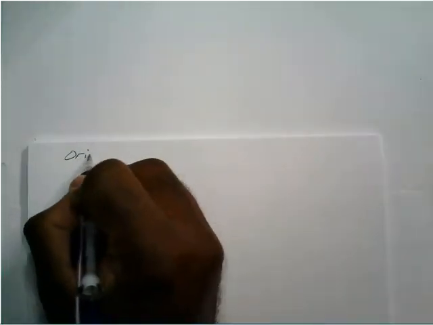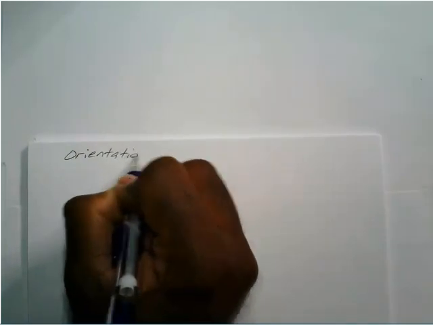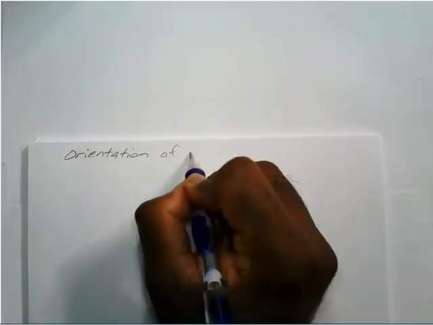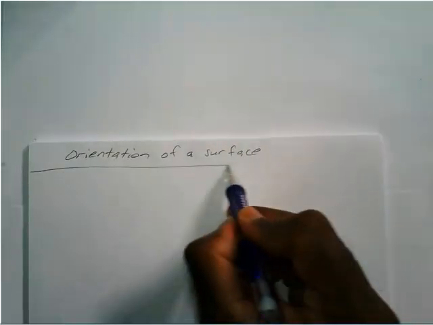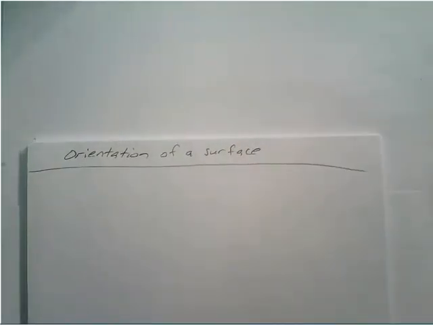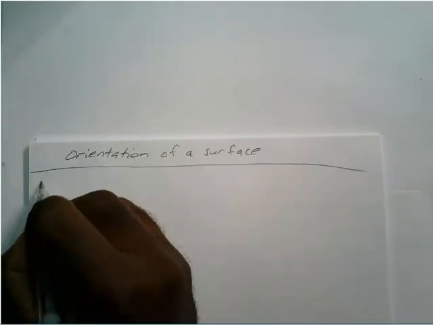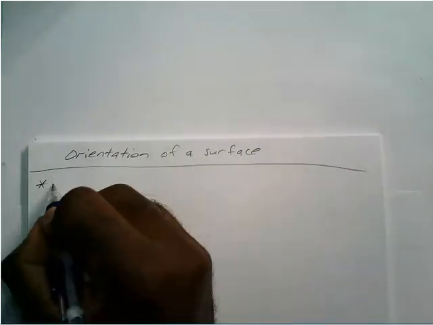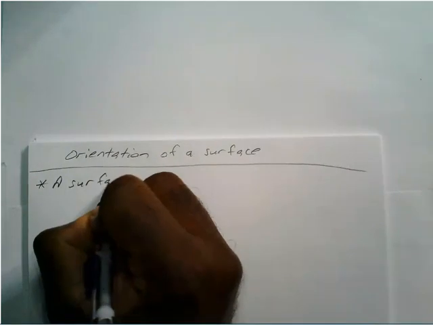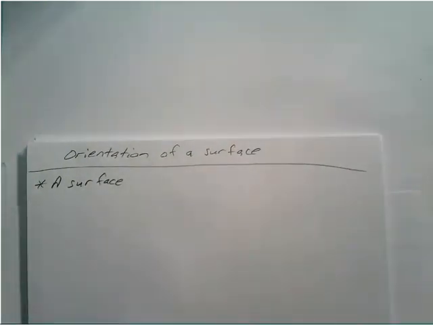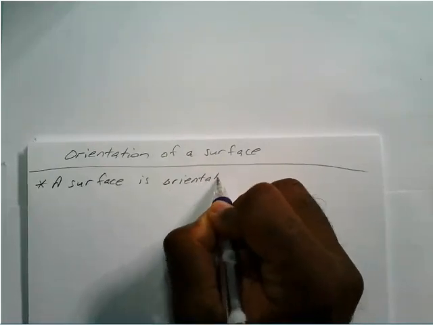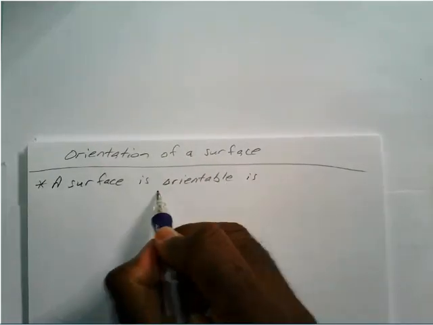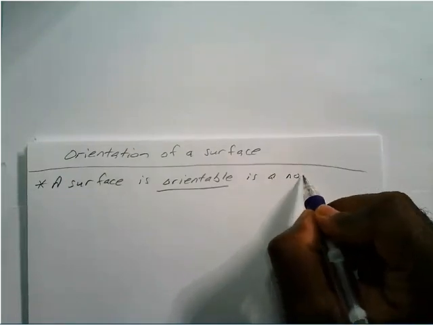Okay, now this one talks about the orientation of a surface. All right. Now, what we mean by orientation breaks down to just this. A surface that, of course, we usually call S is orientable if a normal vector.